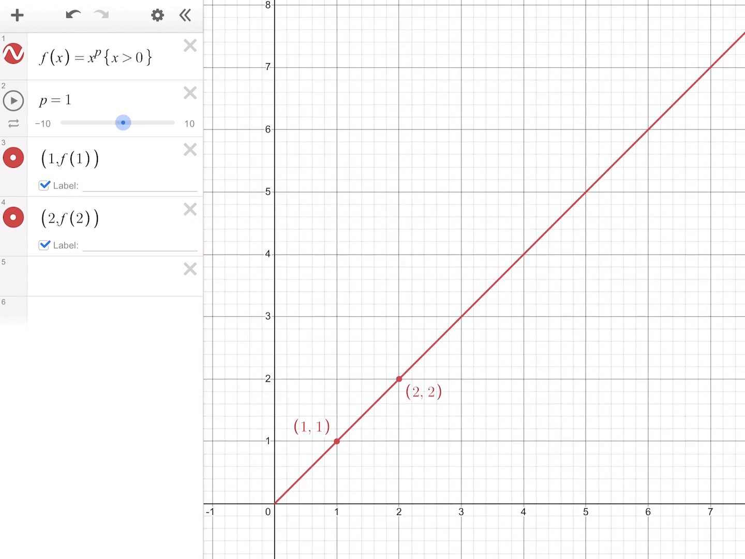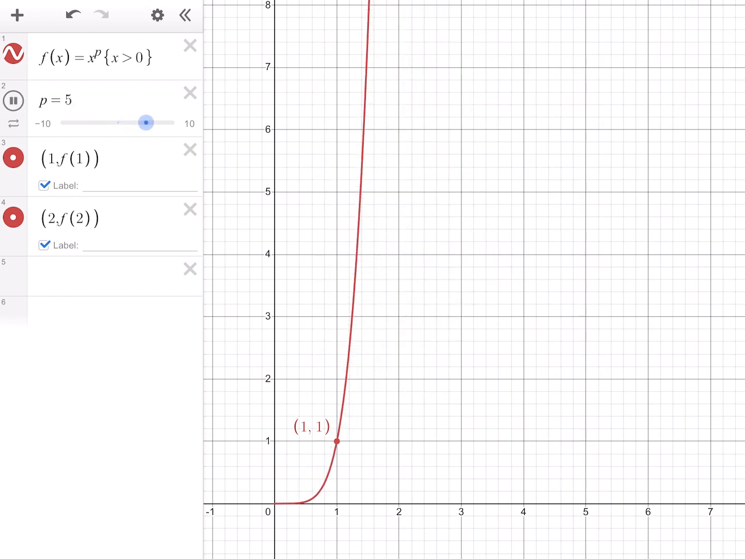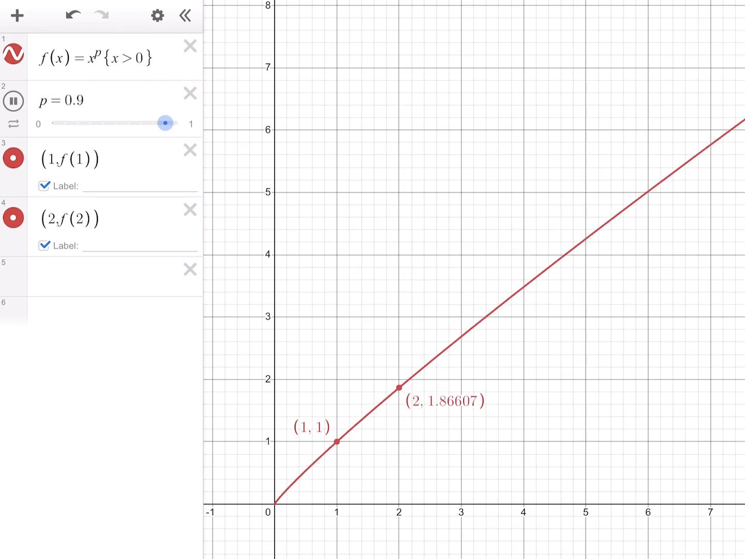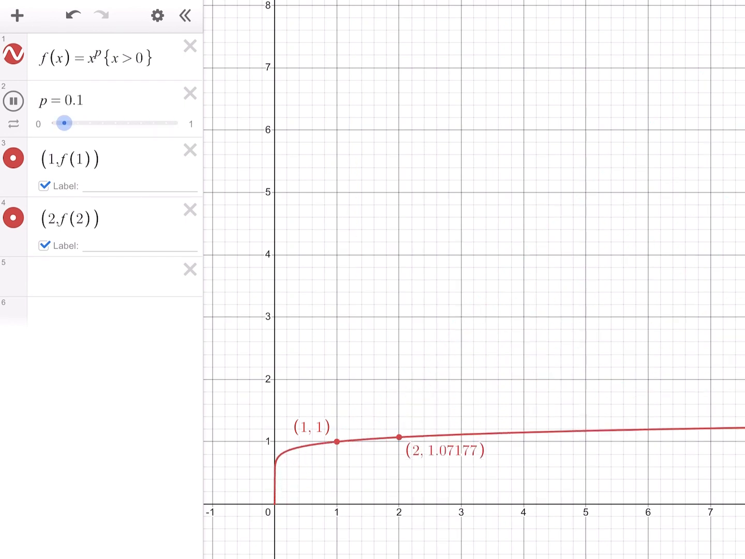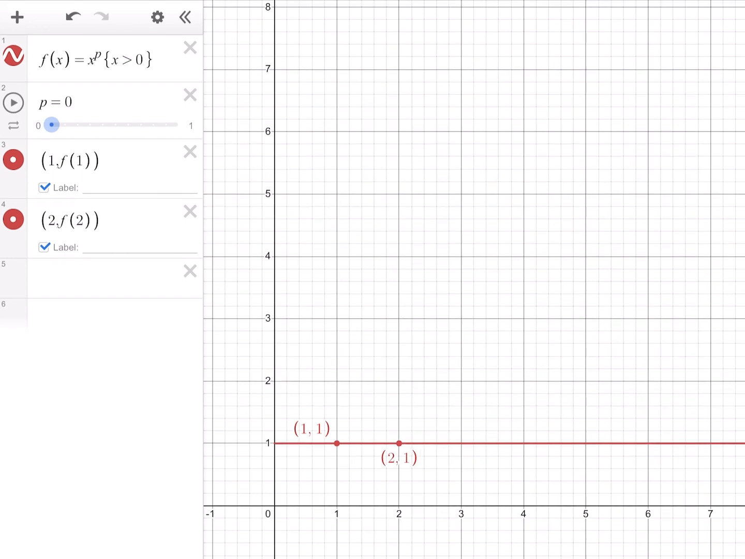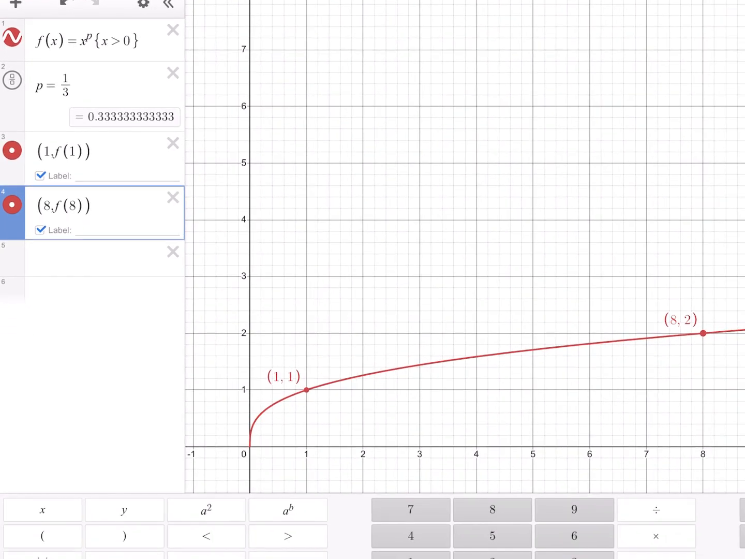P back to 1, and now I'm going to play p and let it increase and observe the behavior of the graph. As p increases, we get steeper and steeper curves going upwards into the first quadrant. As p decreases from 1, we get graphs that arch over to the right, and by the time p gets to 0, it becomes a horizontal line, because x to the 0 would be 1. When p is 1/2, x to the 1/2 is the square root of x, and so we're seeing the top half of a sideways parabola containing the key point 4, 2. If I type in p equals 1/3, we have x to the 1/3, which is the cube root of x, containing the key point 8, 2.